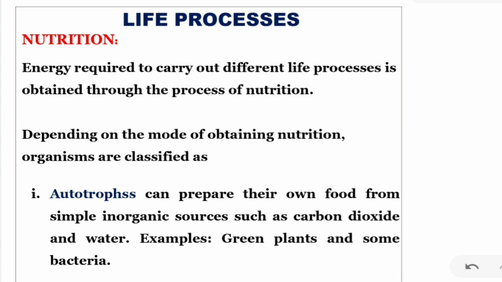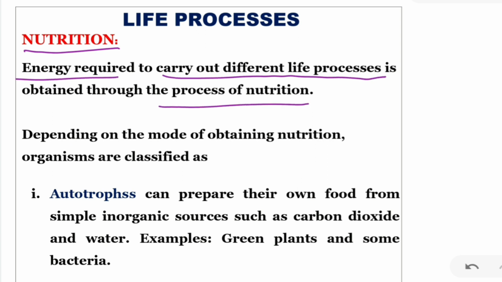This is the second video lecture of chapter Life Processes of class 10. So we are starting with the process nutrition. Nutrition is the process where energy required to carry out different life processes is obtained. Depending on the mode of obtaining nutrition, organisms are mainly classified as autotrophs and heterotrophs.